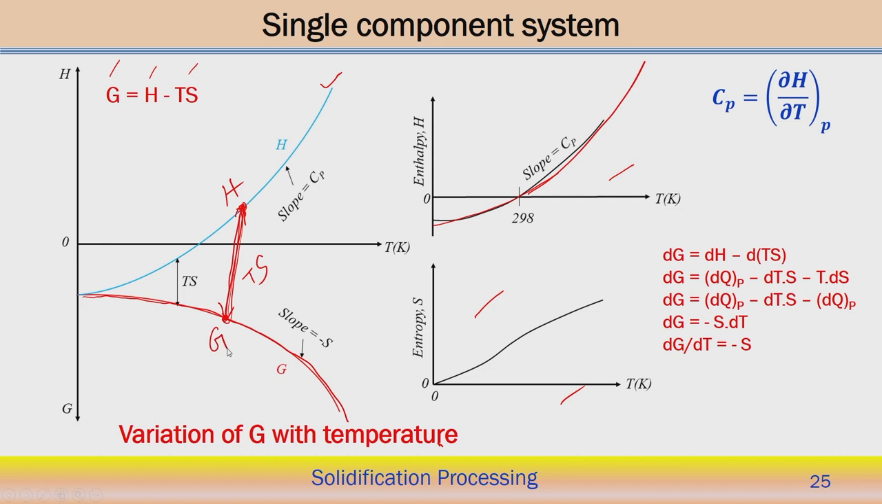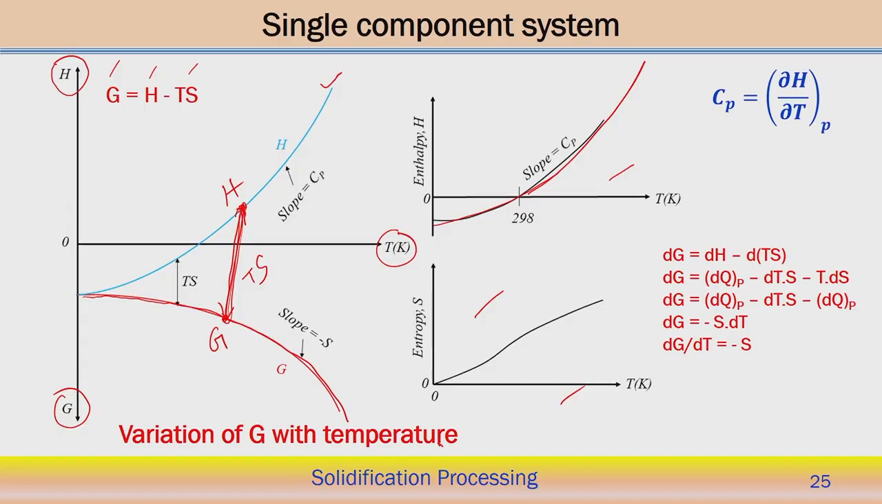So, that is why this is the typical nature of the G curve, that means the Gibbs free energy curve with reference to the temperature. If you see here, the x axis is the temperature, the y axis is H in the positive direction and G in the negative direction. This typical variation of G with temperature is very important to understand, because that is how we can analyze the stability of the different solid phases and liquid phase, and definitely all are a function of the temperature.